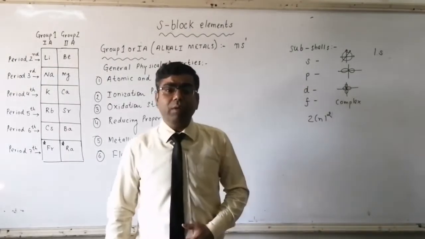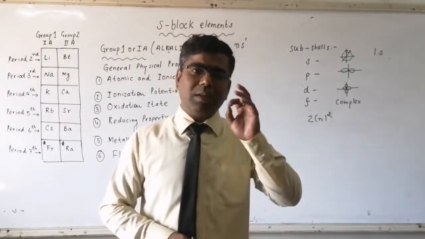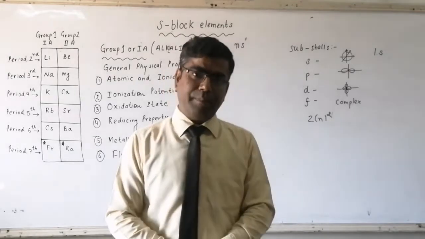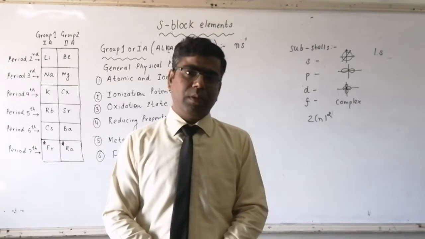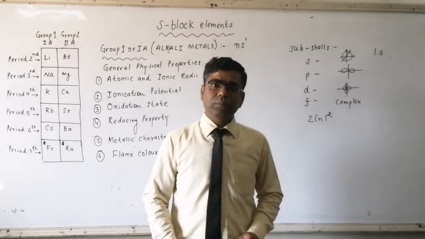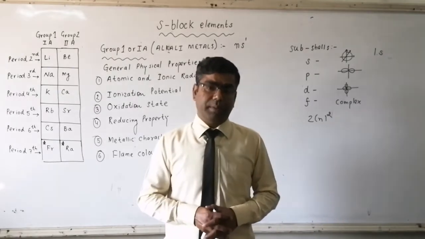In the first energy level we can accommodate a maximum of 2 electrons. The reason is very simple, because in the first energy level we can have only one subshell, that is called 1s. And S subshell can accommodate a maximum of 2 electrons. That's why for the first energy level only 2 electrons can be accommodated.